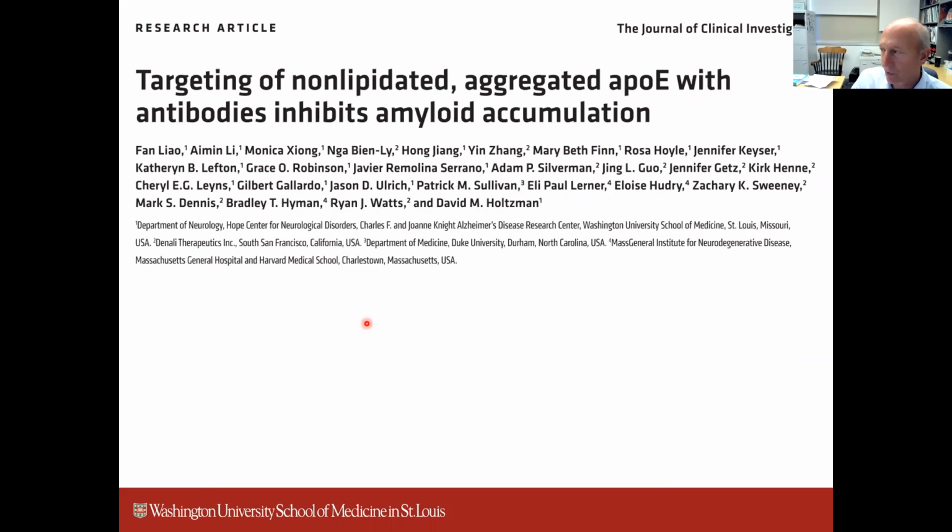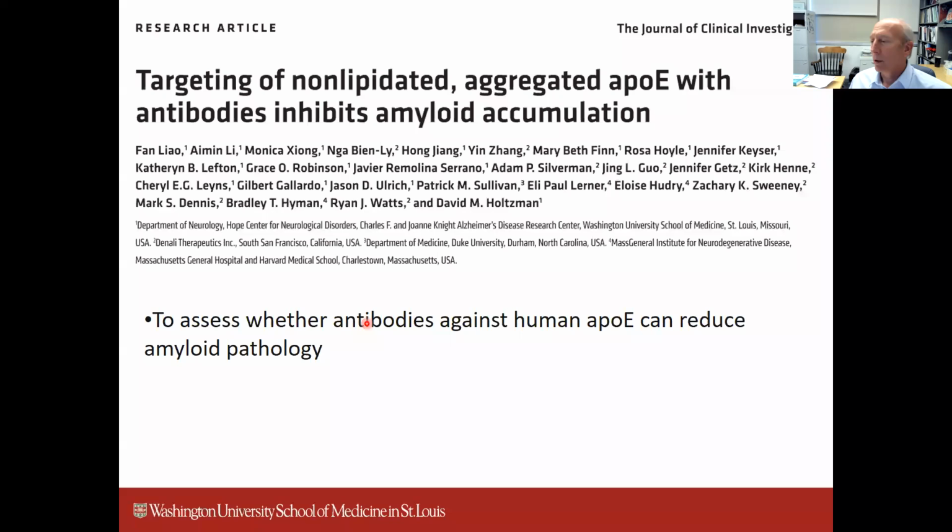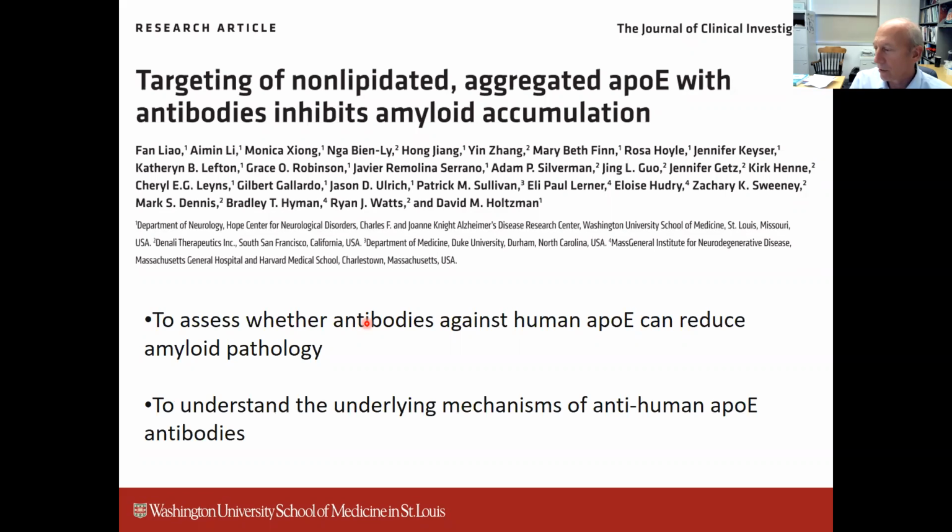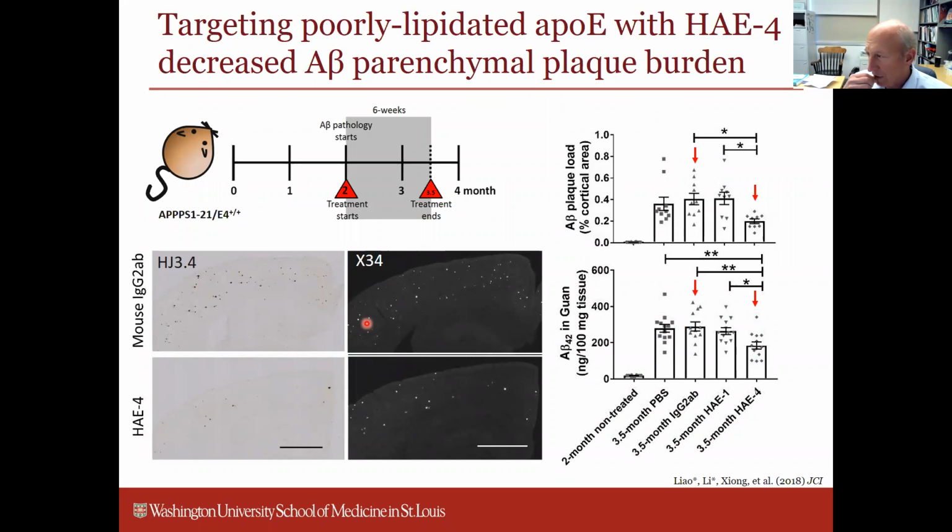And so I'll just go through this to then get to why this might be relevant even therapeutically in the future. We wanted to assess whether antibodies against human APOE could reduce amyloid pathology and to understand the mechanisms of how this might work. So in some initial experiments, we took these APP mice that, in this case, express human APOE4, and we gave them different antibodies to A-beta or to APOE. And one of the antibodies shown here reduced A-beta pathology to a somewhat similar extent as some of the A-beta antibodies that have been published.